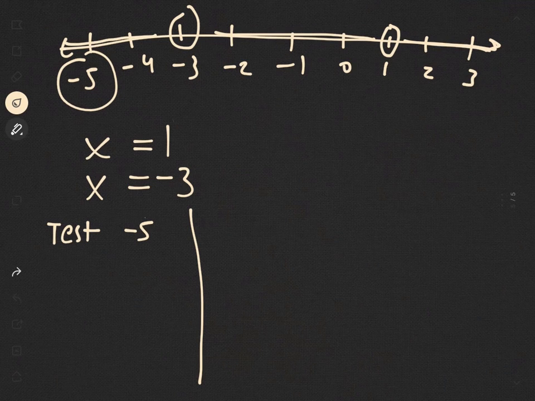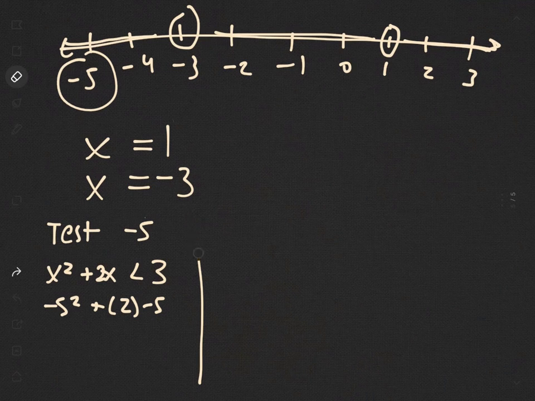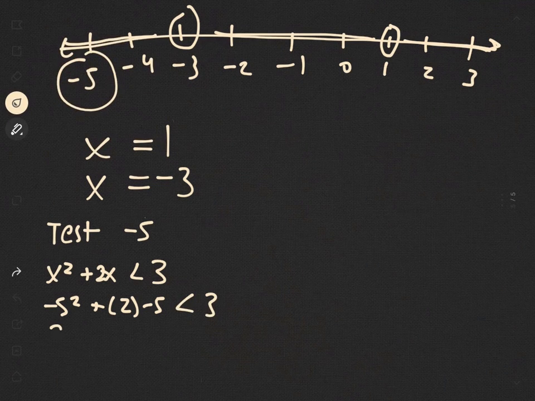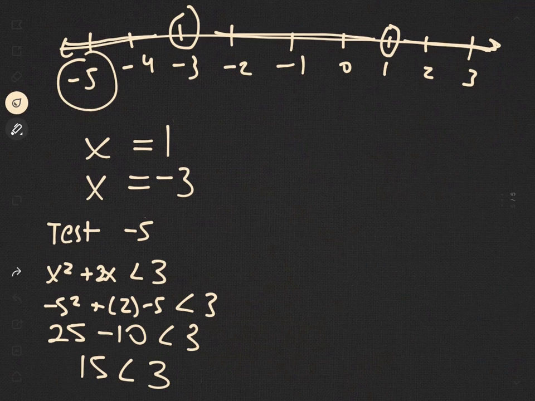So let's plug that into our original inequality, which was x squared plus 2x less than 3. Negative 5 squared plus 2 times negative 5. Is it less than 3? Is 25 minus 10 less than 3? It is not less than 3. That means that this is invalid, and this whole section of the number line cannot be an answer.